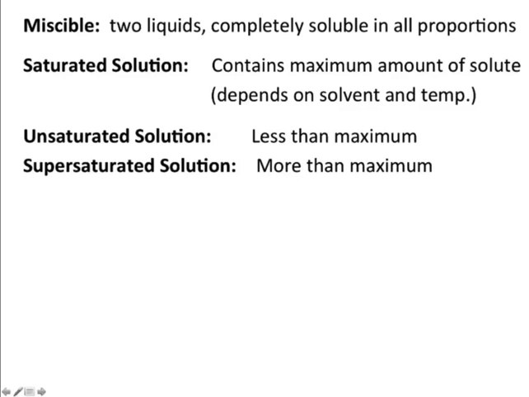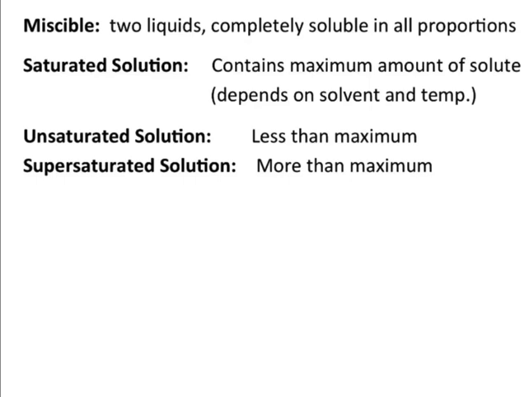Alright, some other terminology. Two liquids are miscible if they're completely soluble in all proportions. For example, you could mix water and ethanol in whatever proportions you like. 1% water, 99% ethanol, the other way around, no problem. On the other hand, you can have two liquids that are not miscible, and then it's almost like you have a solid going into a liquid, and then there's solubility concerns you have to worry about if they're not miscible.